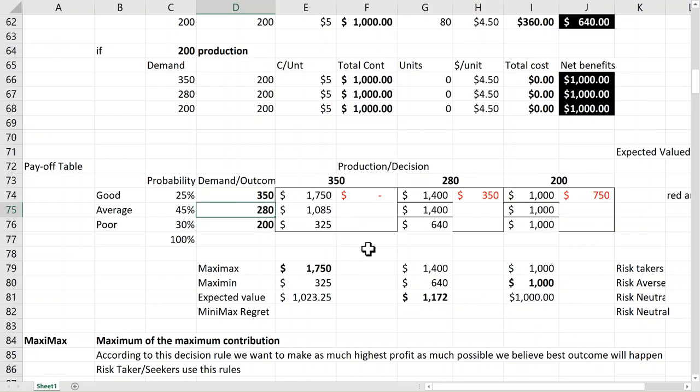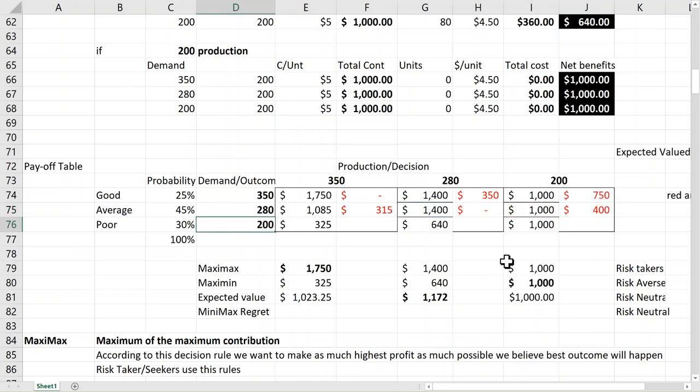If the outcome is 280, which one will have the highest return? This one will have the highest return. There will be no regret. At 350, we will have regret. We will wish that we had decided on 280 because we would have earned 315 more. At 200, we would wish that we had decided on 200 because we would have earned 400 more.